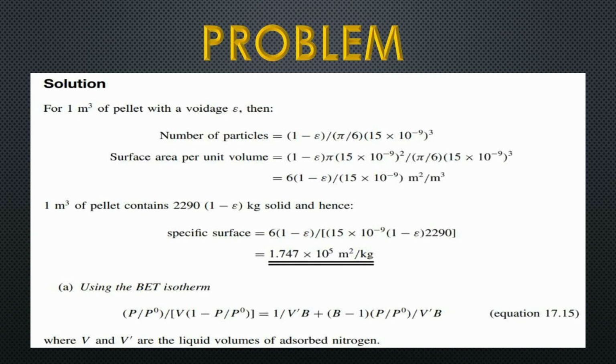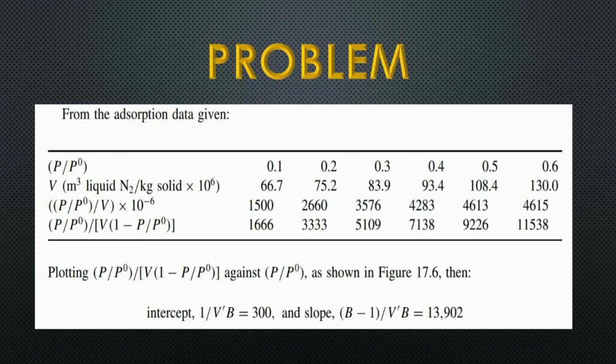Using now the BET isotherm, we will use equation 17.15, where V and V prime are the liquid volumes of adsorbed nitrogen. From the adsorption data given, the third and the fourth rows were calculated. Then plotting P over P naught divided by the quantity V times 1 minus P over P naught against P over P naught, as shown in figure 17.6, the intercept 1 over V prime B is equal to 300 and the slope B minus 1 over V prime B is equal to 13,902.